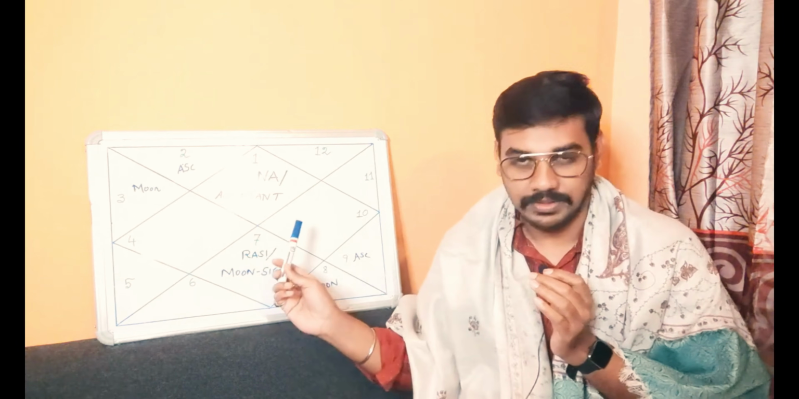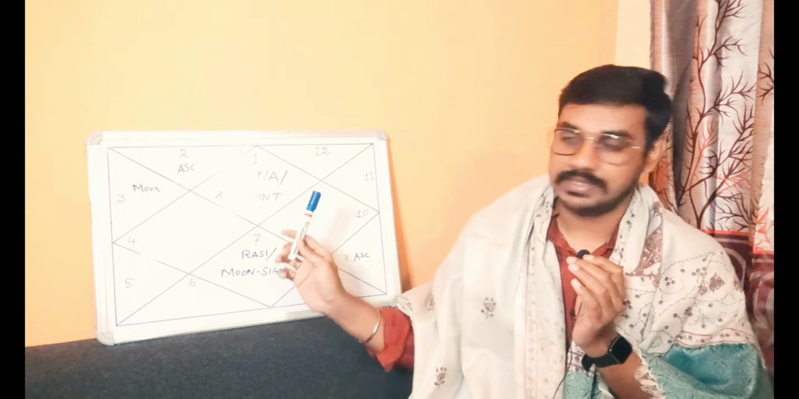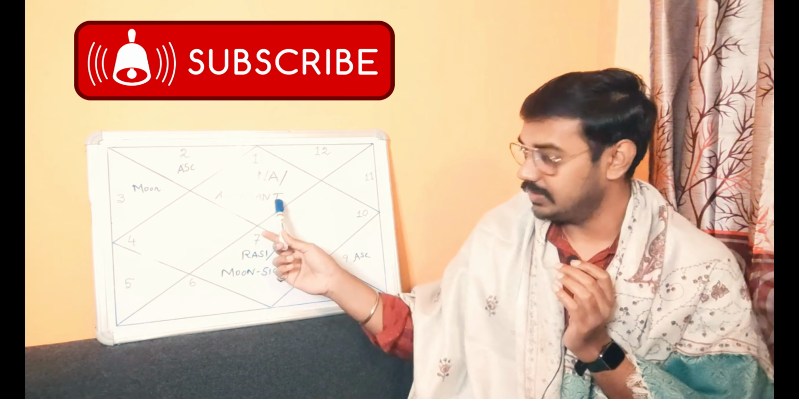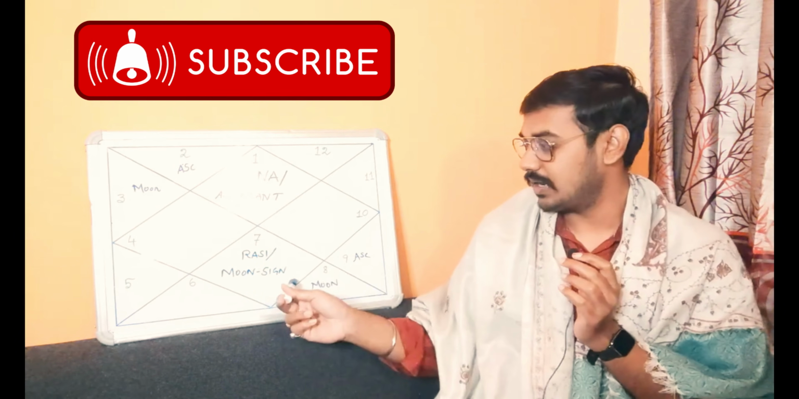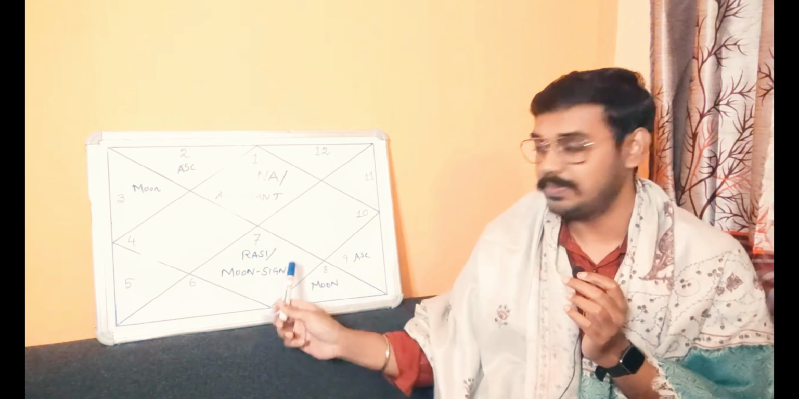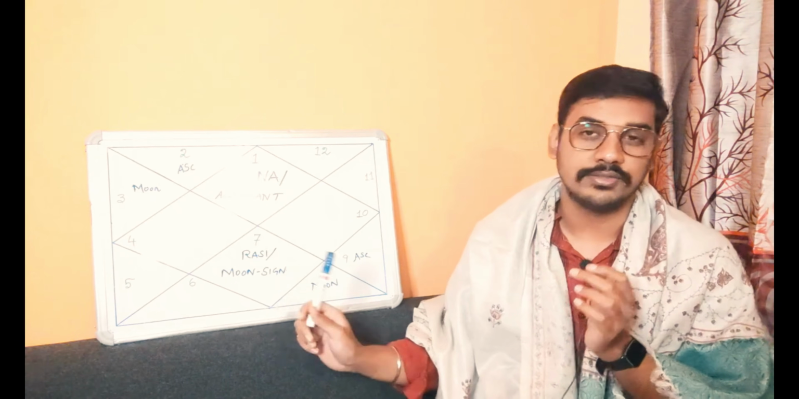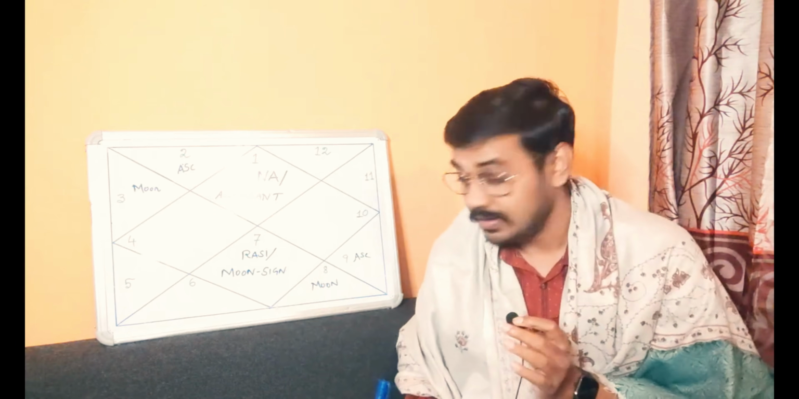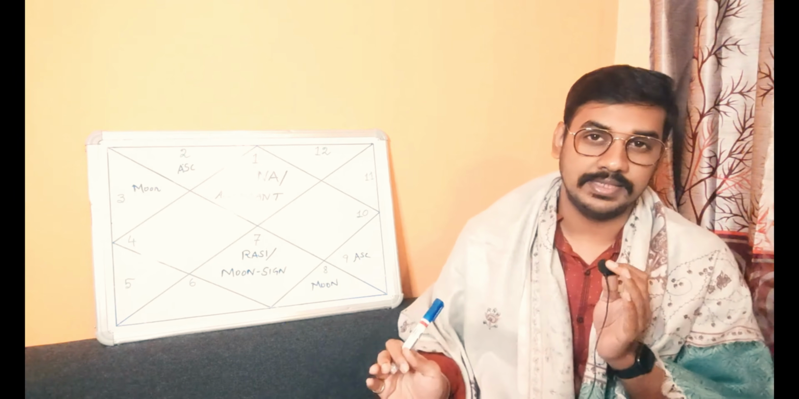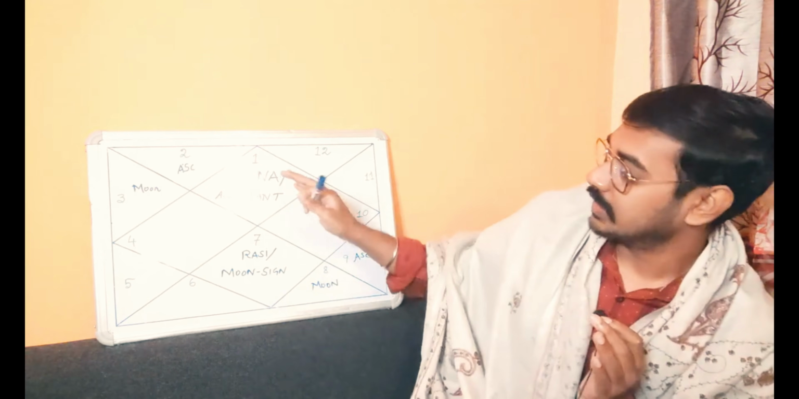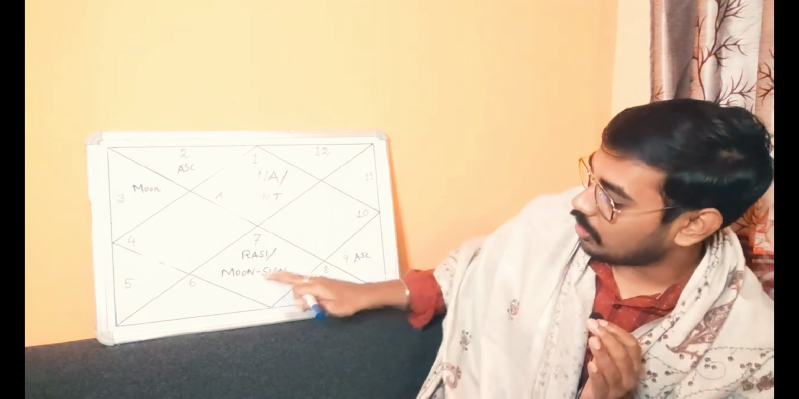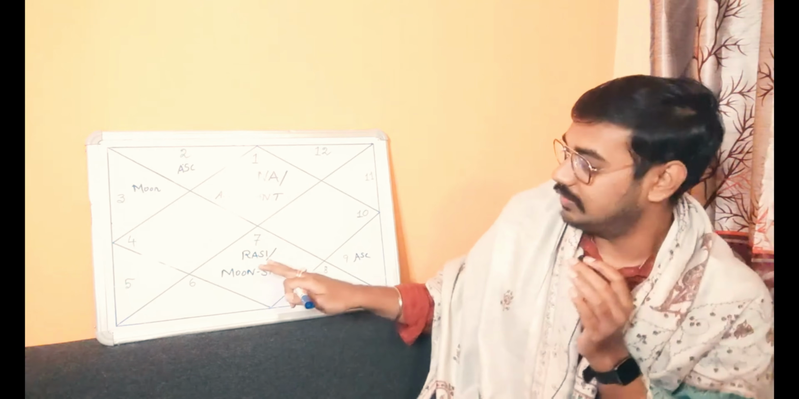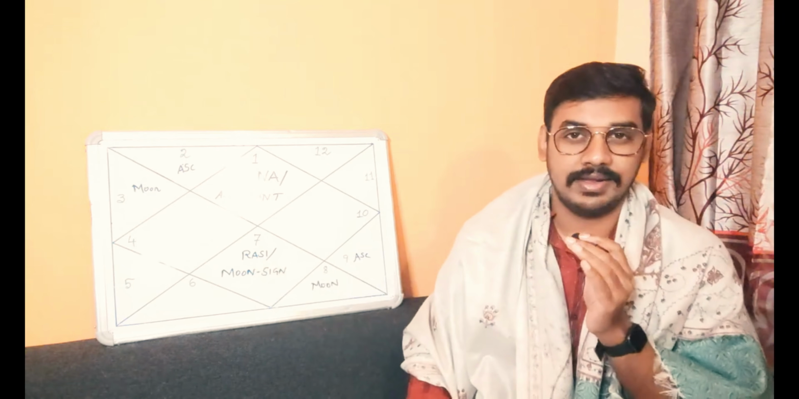Let's say, for example, a person is born as Mesh Lagna, that is 1 number sign, but his Rashi is Tula Rashi. That is, the moon is placed in the 7th house in Libra sign, so it becomes a Tula Rashi. Now this is a very dicey situation, guys, because the Lord of Tula Rashi is Venus, right?